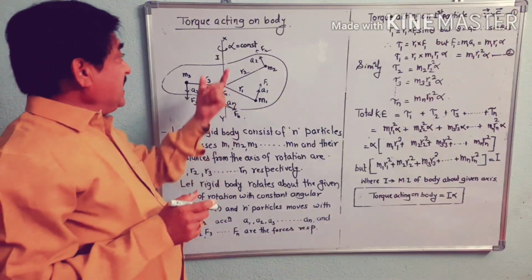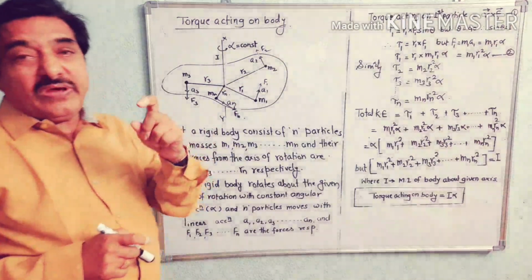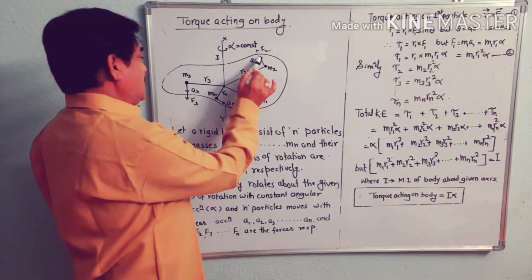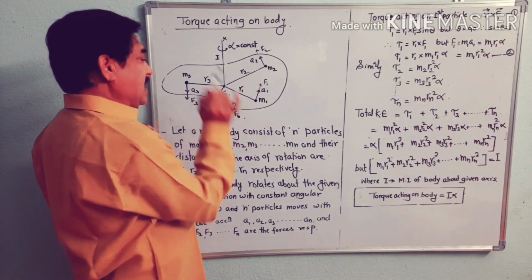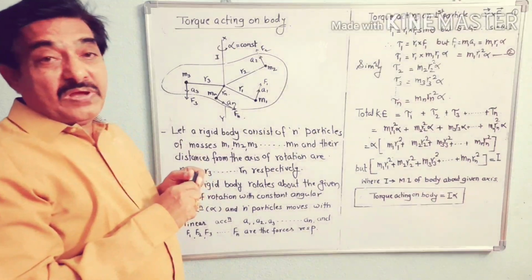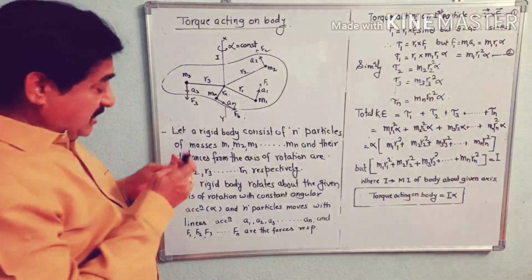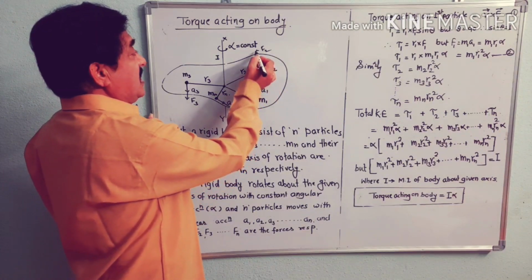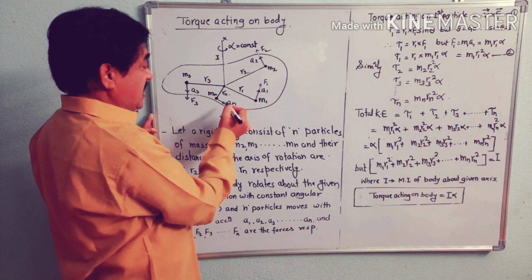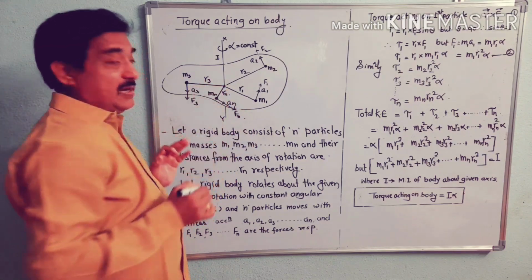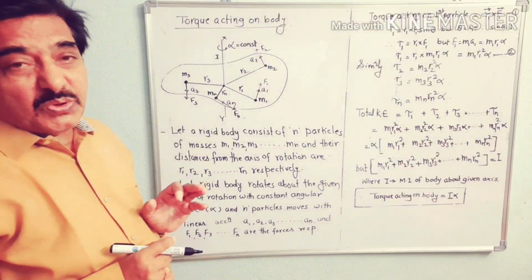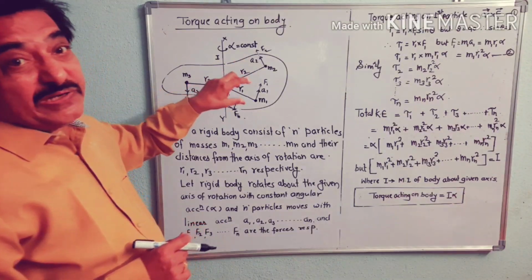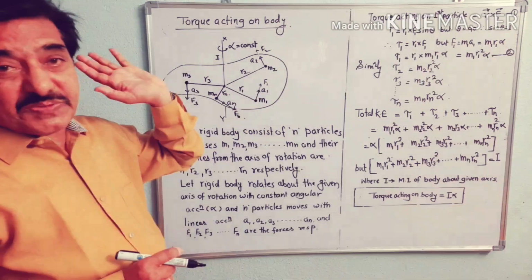And these n particles are moving with linear accelerations a1, a2, a3, an, and the forces acting on the particles are F1, F2, F3, F4, Fn respectively. So, see this: the forces and accelerations of the particles and masses of the particles.